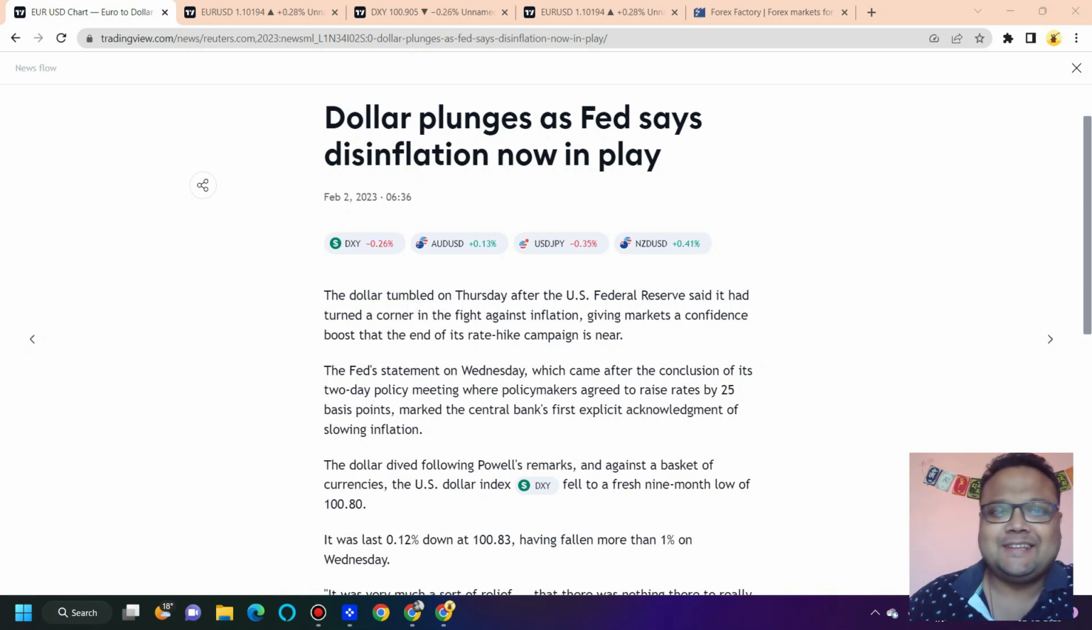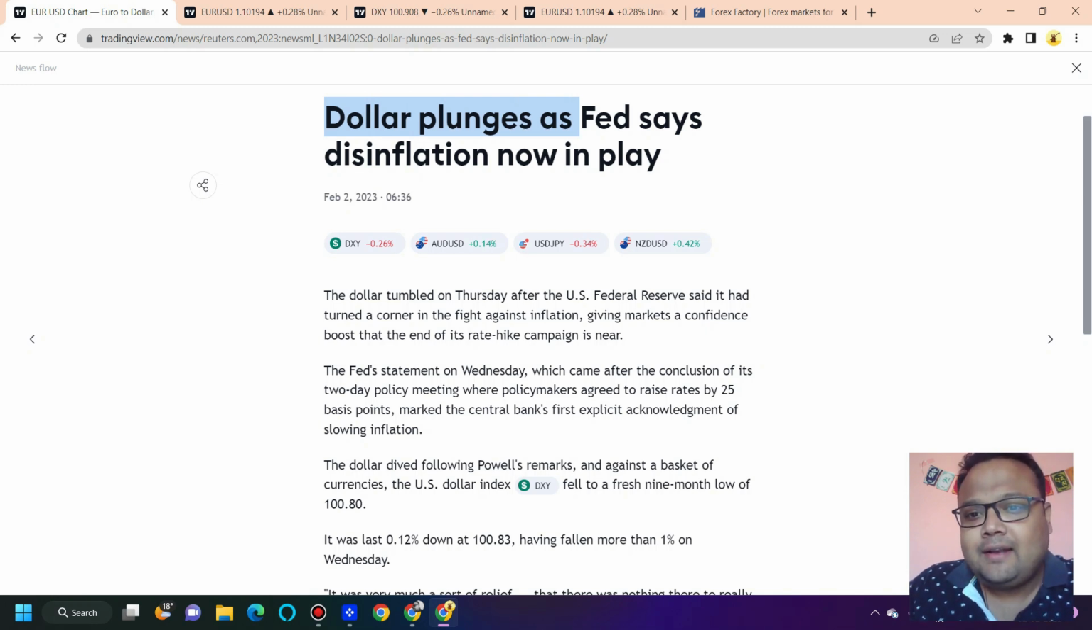So let's get started. My dear friends, we saw a big drop on dollar DXY and a big up move on the chart of Euro USD. As you can see here, dollar plunges as Fed says disinflation now in play. So Fed raised rates by 25 basis points and this marked a big drop on the chart of DXY. Yesterday's FOMC was very important and the next big event is NFP.